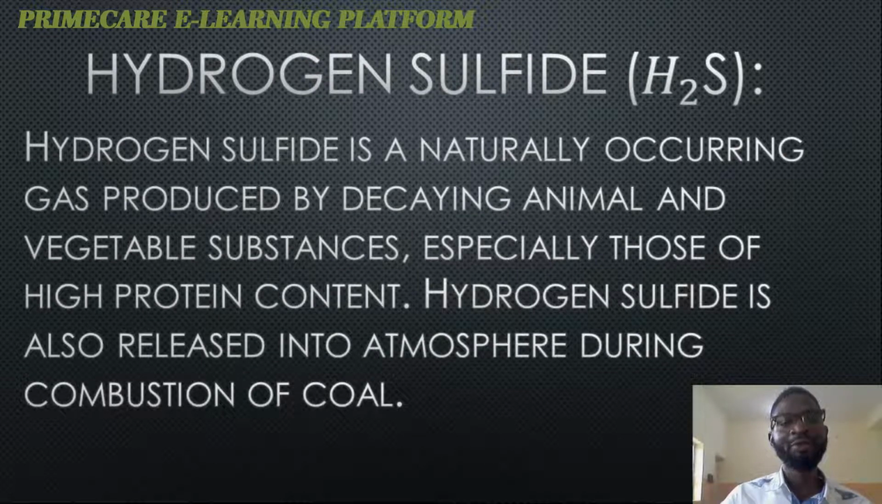One of the compounds of sulfur is hydrogen sulfide. Hydrogen sulfide is a naturally occurring gas produced by decaying animal and vegetable substances, especially those of high protein content. Hydrogen sulfide is also released into the atmosphere during combustion of coal.